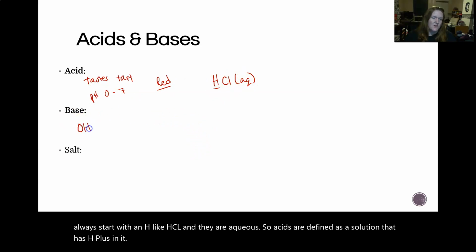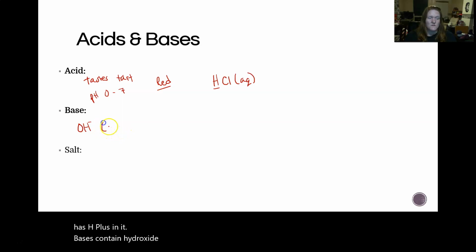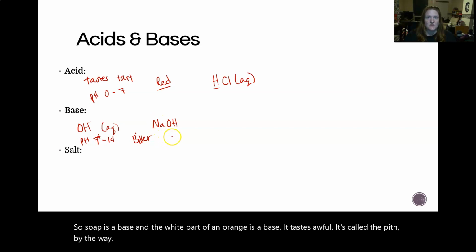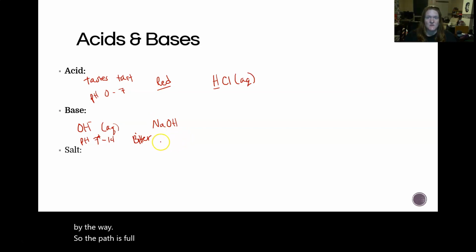Bases contain hydroxide ions, and they are also aqueous. So we've seen some of those, like sodium hydroxide. They have a pH that's bigger than 7, well, it tops out at 14. And they taste bitter. So soap is a base, and the white part of an orange is a base. It tastes awful. It's called the pith, by the way. So the pith is full of basic compounds because insects won't eat past that point, and so it keeps the fruit protected.